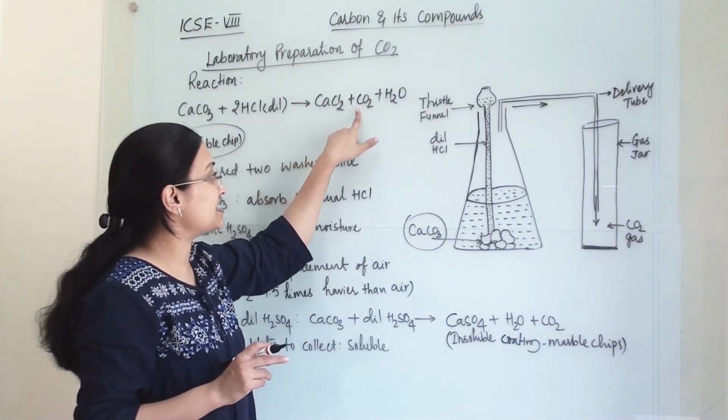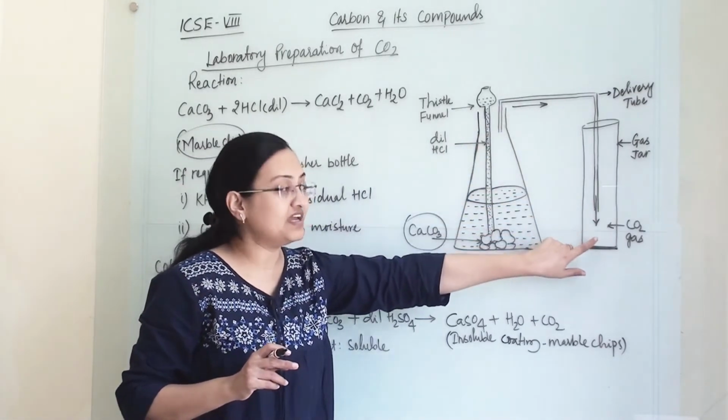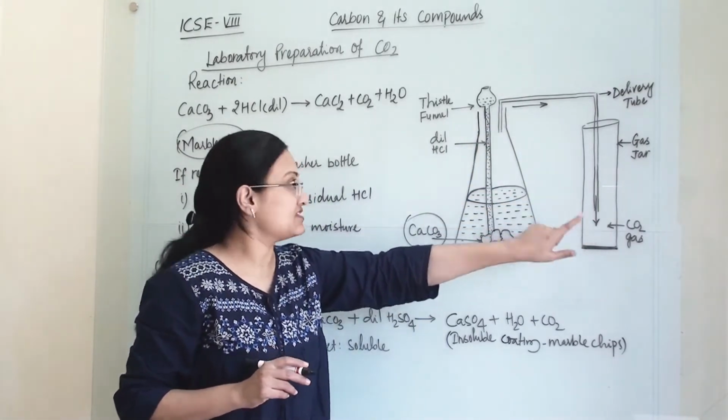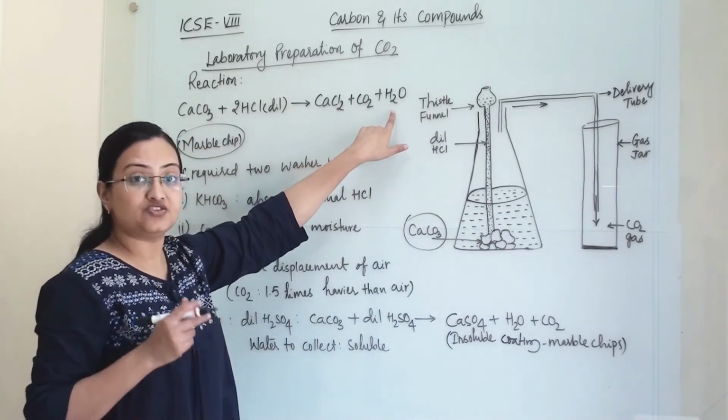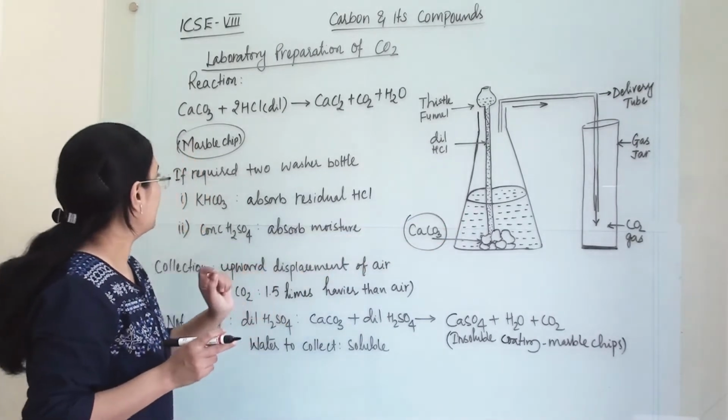Carbon dioxide gas will be generated, and that gas will travel through this delivery tube, and we are collecting it in a gas jar. And water will be generated through this reaction. It will remain in this conical flask.